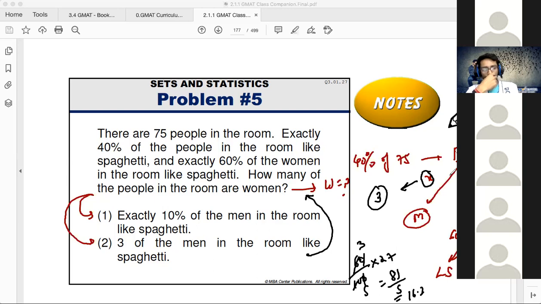Can I calculate the number of people in the room, those who are women, using exactly 10% of the men in the room like spaghetti? Out of 30 people, we don't know the number of men. And say whatever the number of men X is there, 10% of the men in the room like spaghetti. That is not given.